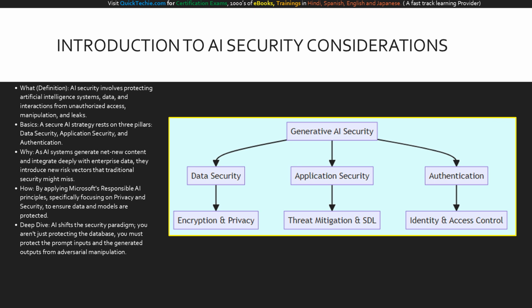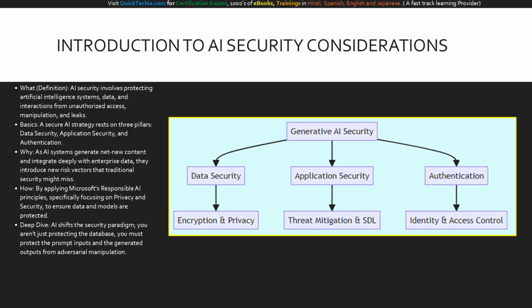When we talk about AI security, what exactly do we mean? It is the comprehensive protection of your AI models, the data they access, and the user interactions surrounding them. The basics of a robust AI security posture always come down to three core pillars: data security, application security, and authentication.